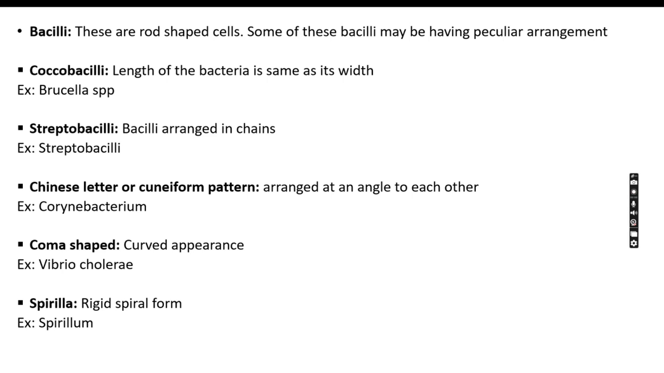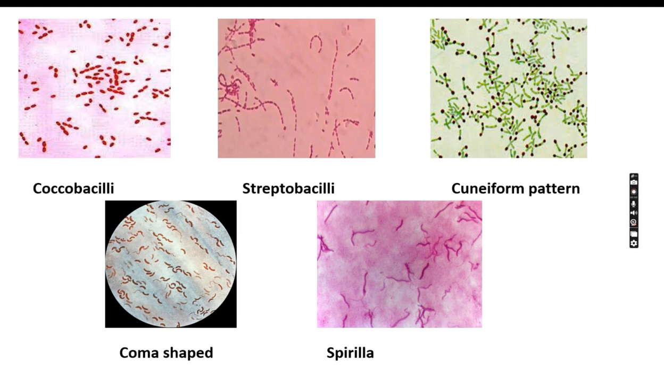Comma shaped bacteria have a curved appearance. An example is Vibrio cholerae. Then you have a special category of bacteria called spirochetes, which are in spiral form. An example is spirillum. So these are the bacilli morphologies: cocobacilli, streptobacilli, cuneiform pattern, that is the Chinese letter arrangement, then comma shaped and spirilla.